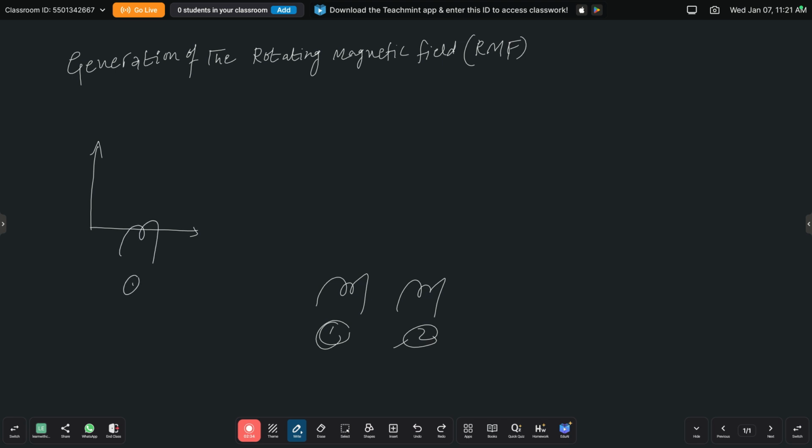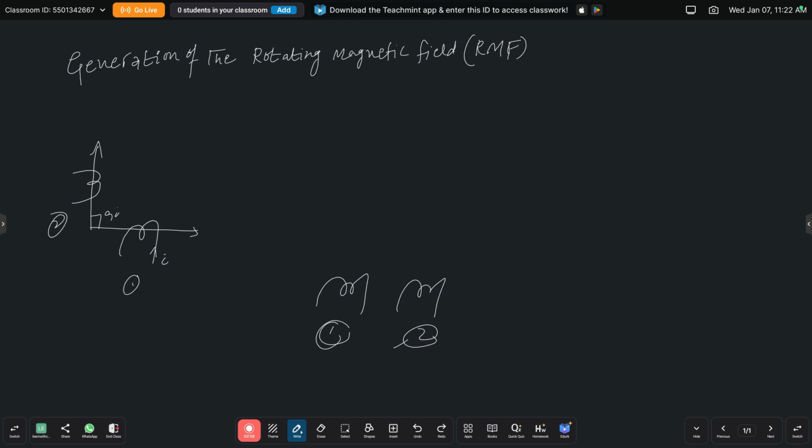This is coil 1, this is coil 2. Coil 1 is placed on the x-axis, coil 2 is placed on the y-axis. The space between these two coils required is 90 degrees. That is the pace.